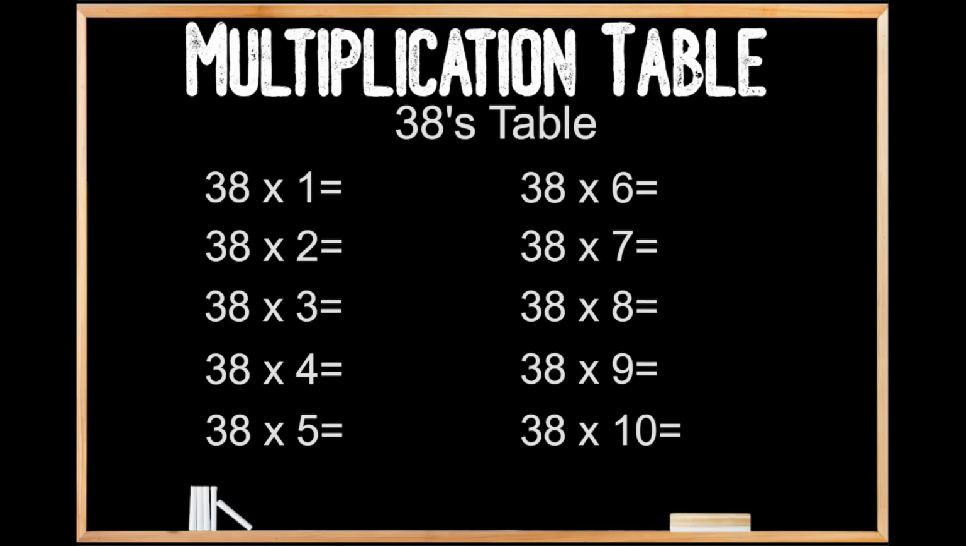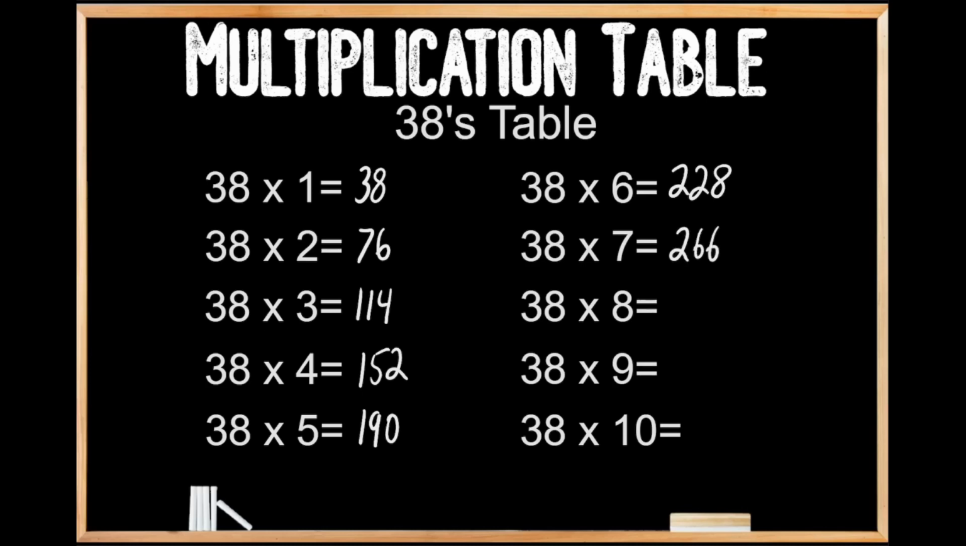38's table. 38 times 1 is 38. 38 times 2 is 76. 38 times 3 is 114. 38 times 4 is 152. 38 times 5 is 190. 38 times 6 is 228. 38 times 7 is 266. 38 times 8 is 304. 38 times 9 is 342. And 38 times 10 is 380.